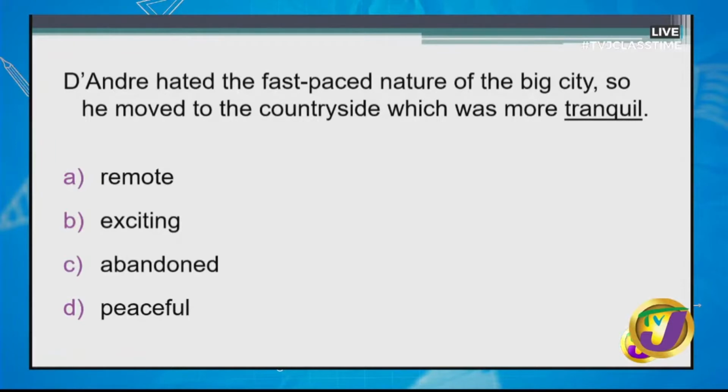If you said peaceful, give yourself a round of applause. You are on a roll. Peaceful and tranquil in this sentence mean exactly the same thing. All right, let's look at the next sentence.